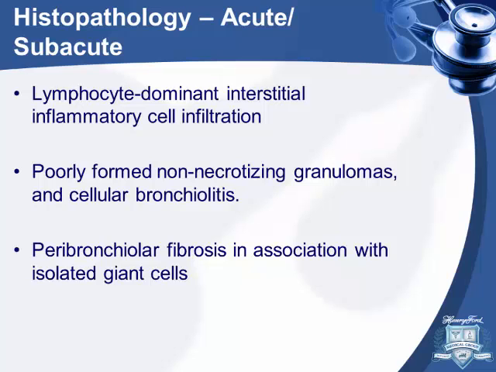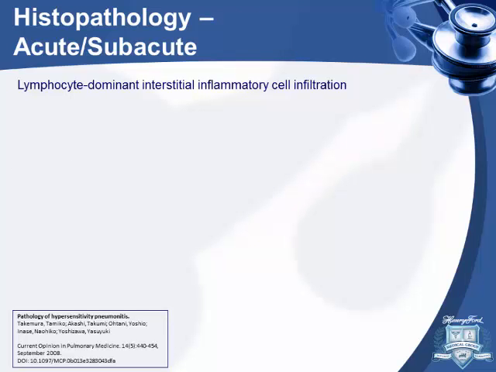So poorly formed non-necrotizing granulomas, and they will try to, because if it's well formed, usually they'll go with sarcoidosis. So that's how you differentiate the two. It's going to be poorly formed, and you'll have peribronchial fibrosis in association with isolated giant cells. So giant cells are also important.